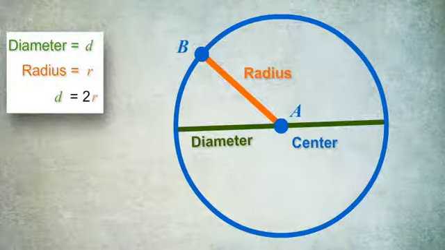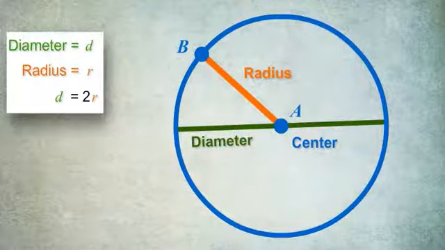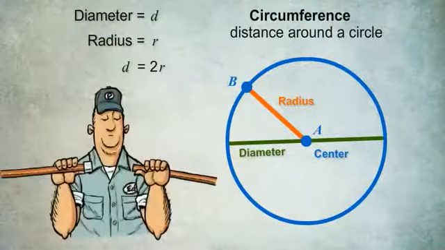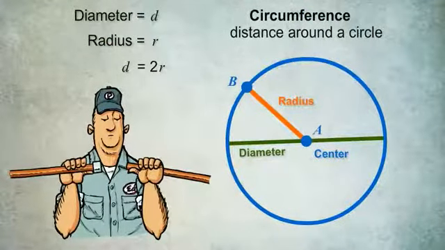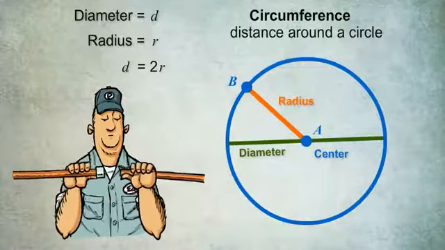Like polygons, it's useful to be able to figure out a circle's area and outside measure, or circumference. The perimeter, or distance around a circle, is called the circumference. Anyone who works with plumbing, irrigation, or ducting needs to understand circumferences before connecting lengths of pipe or duct.